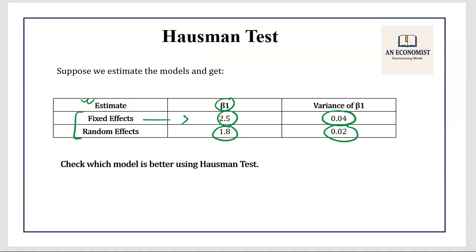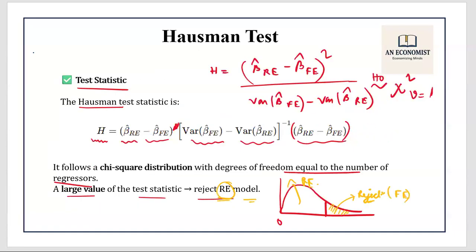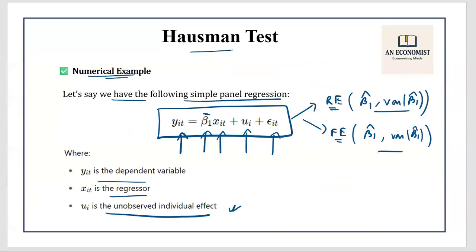If you have this information, what you have to do is check which model is better using the Hausman test. Can you compute the test statistic with this information? Pause the video and think. The answer is absolutely yes. This is the Hausman test statistic. You have beta cap random effect, beta cap fixed effect, and the variances also. Under the null, it will follow chi-square with only 1 degree of freedom because you have only one regressor, X_it, here.